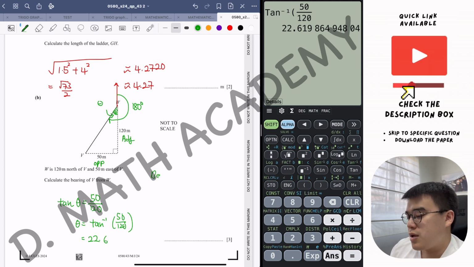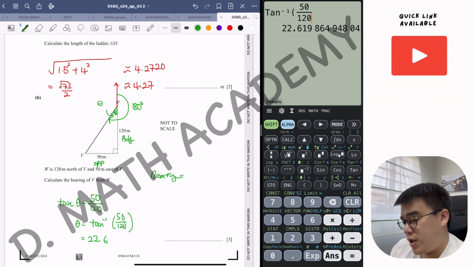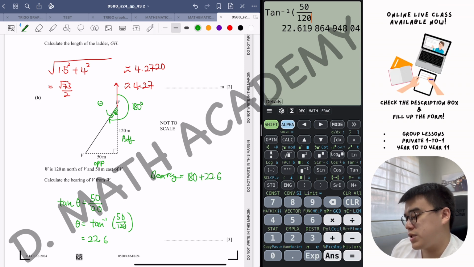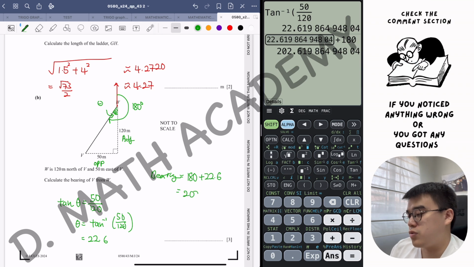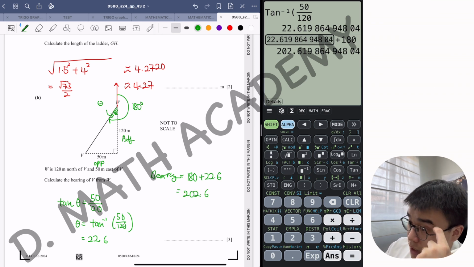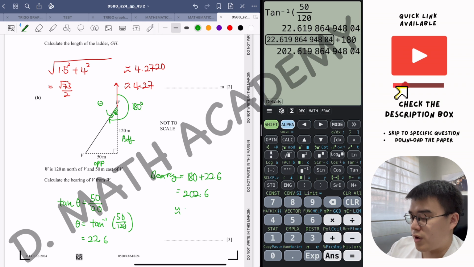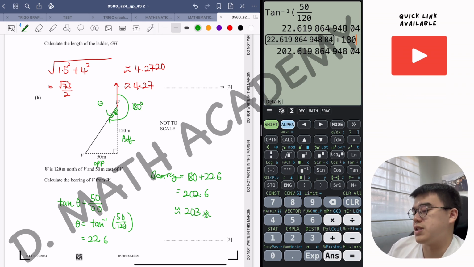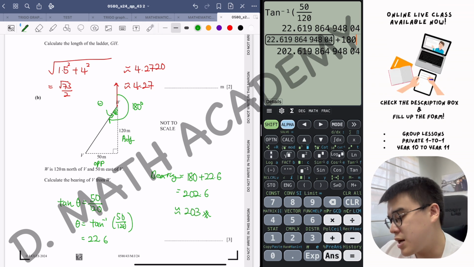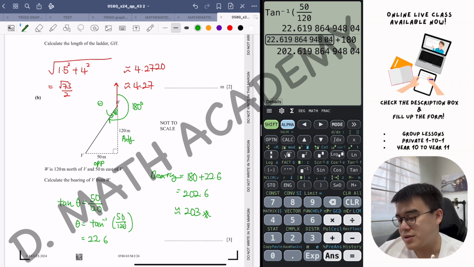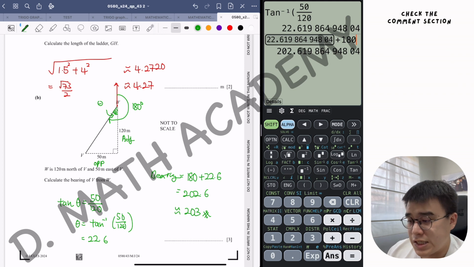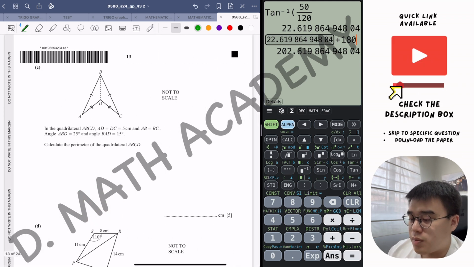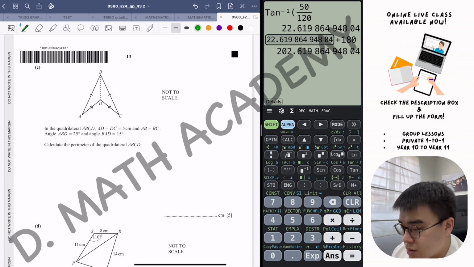So the entire bearing will be 180 plus 22.6, forming the result as 202.6. Okay, so some students will round it to 203 if you insist on making it three significant figures. But I think since it's bearing, it's kind of sensitive, I would actually leave the answer as 202.6. Okay, so that's it. Moving on to question C, asking us the perimeter of this quadrilateral.